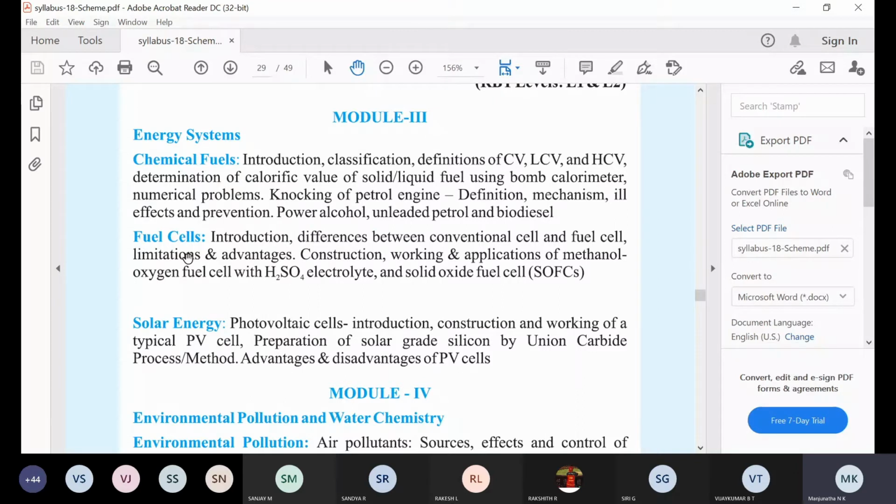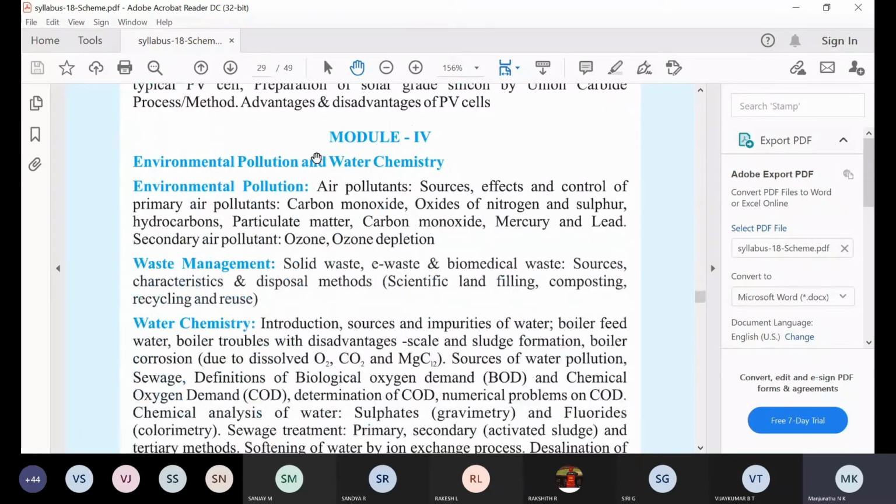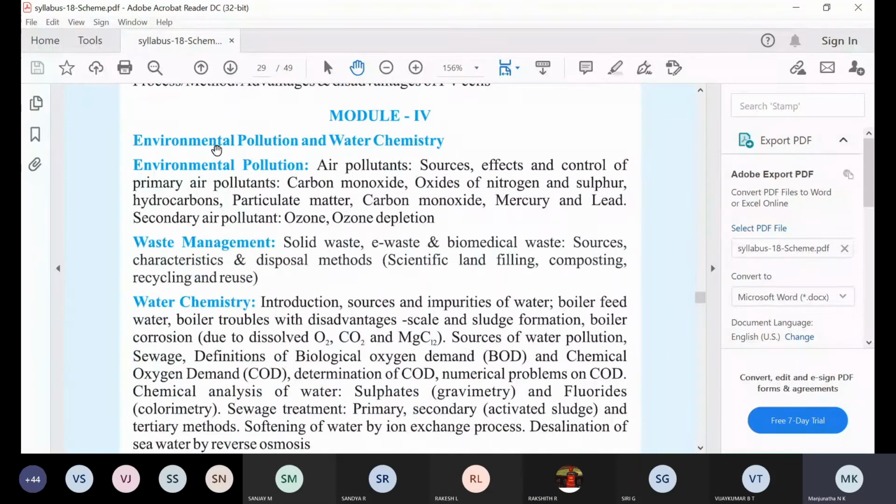So this is the syllabus contained in Module 3, that is energy systems, in which chemical fuels, fuel cells, solar energy. So this is about Module 1, Module 2 and Module 3. So coming to the syllabus in Module 4. Module 4 is environmental pollution and water chemistry.